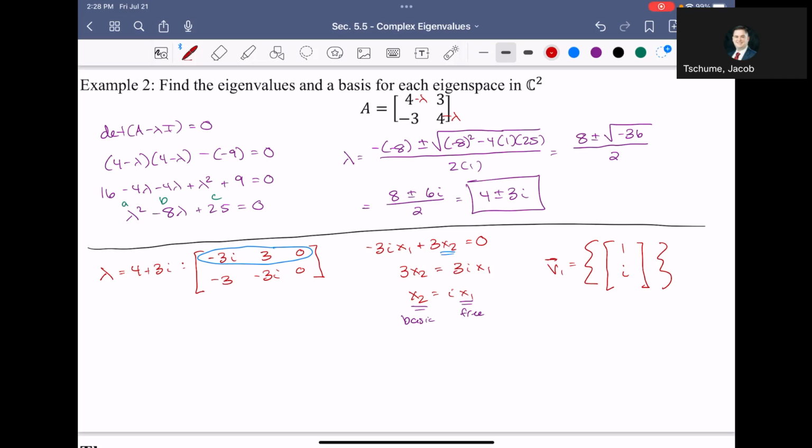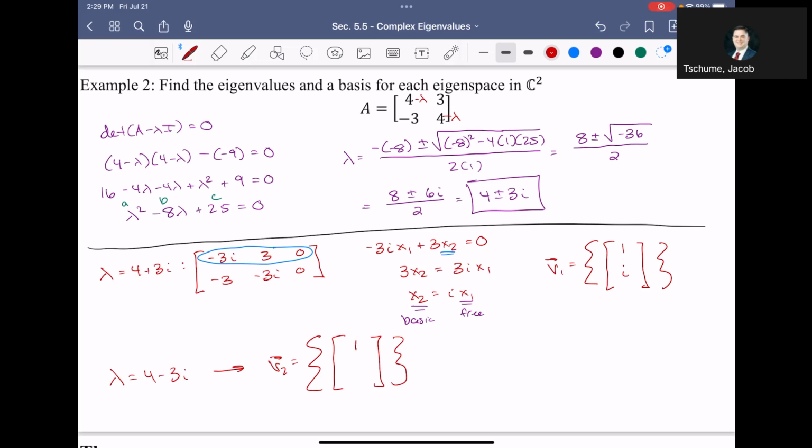Now that you've done the work, I don't need to see any work for the next one. When I ask for lambda equals 4 minus 3i, we should be able to immediately jump to the one vector that will make up the basis of the eigenspace for our second eigenvalue. Remember what I told you: whatever the free variable is, keep that the same. So that would be 1.